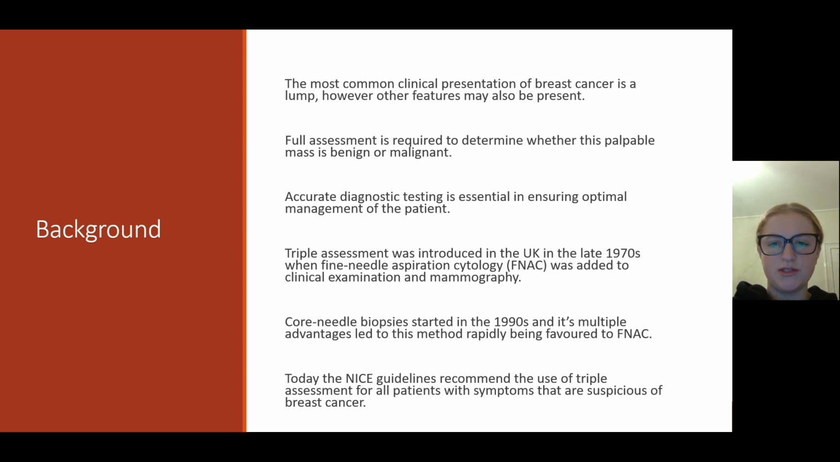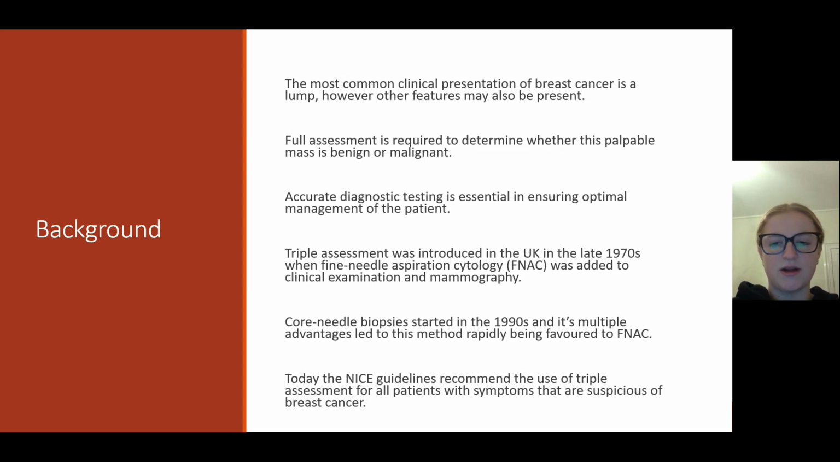Triple assessment was introduced in the UK in the late 1970s when fine needle aspiration cytology was added to clinical examination and mammography. Core needle biopsies started in the 1990s, and its multiple advantages led to this method rapidly being favoured over fine needle aspiration cytology. For example, its accuracy in the diagnosis of benign lesions, but mostly due to its capability of distinguishing between in situ lesions and invasive carcinomas.